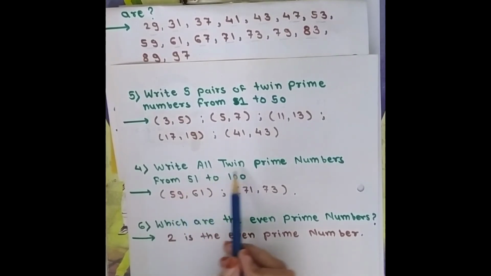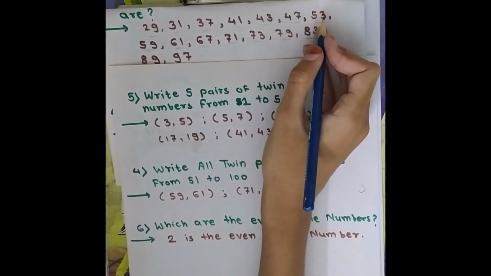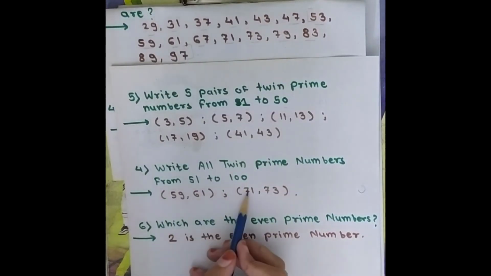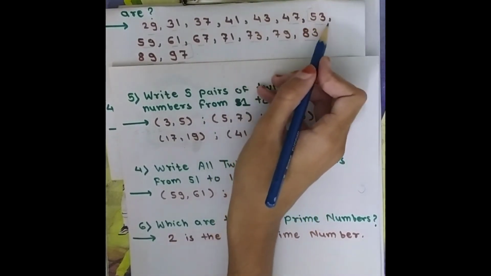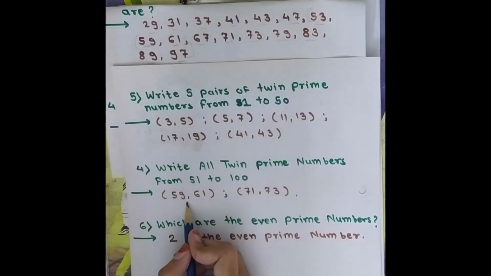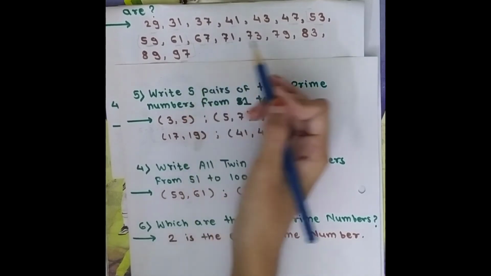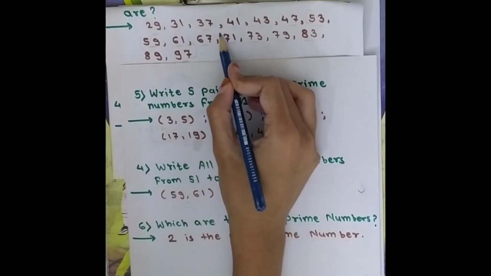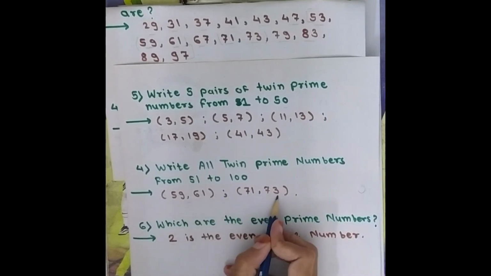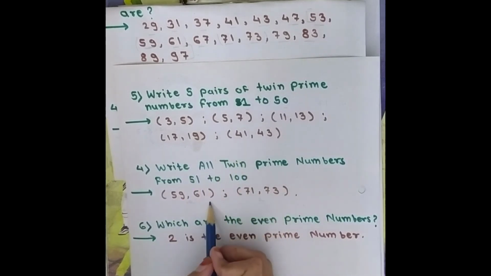Next question is, write all twin prime numbers from 51 to 100. Now look, from 51 to 100, write all twin prime numbers. Now 53 and 59. This is not possible. Then 59 and 61 is a twin prime pair. Next is 67 and 71. This is also not possible. Now 71 and 73 is a twin prime pair. The difference between these two is 2. So we write these as twin prime numbers.